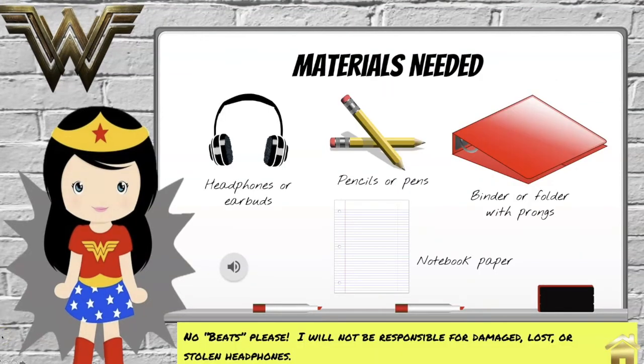Materials needed for Cyber Foundations 1 are headphones or earbuds, pencils or pens, paper, a binder or a 3-prong folder. You may share a binder with another class. However, make sure you use a divider so that you can easily find your work when needed. I suggest you do not use Beats. If you decide to do so, I will not be responsible for damaged, lost, or stolen headphones.